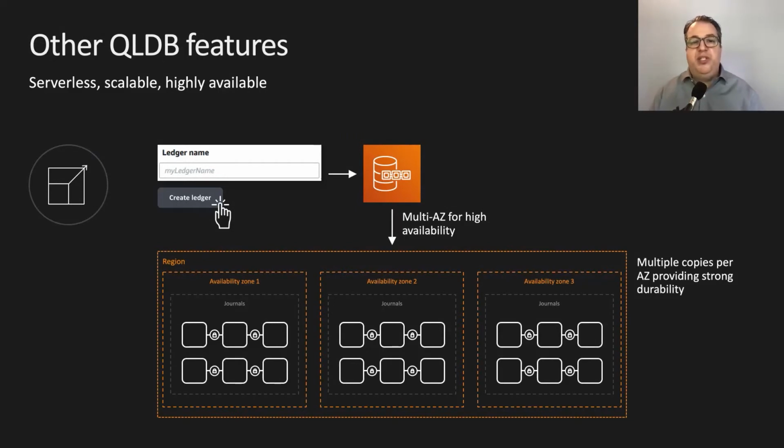QLDB is serverless and highly available. The service automatically scales to support the demands of your application, and you don't need to provision instances or capacity. Multiple copies of your data are replicated within an availability zone and across availability zones in an AWS region.